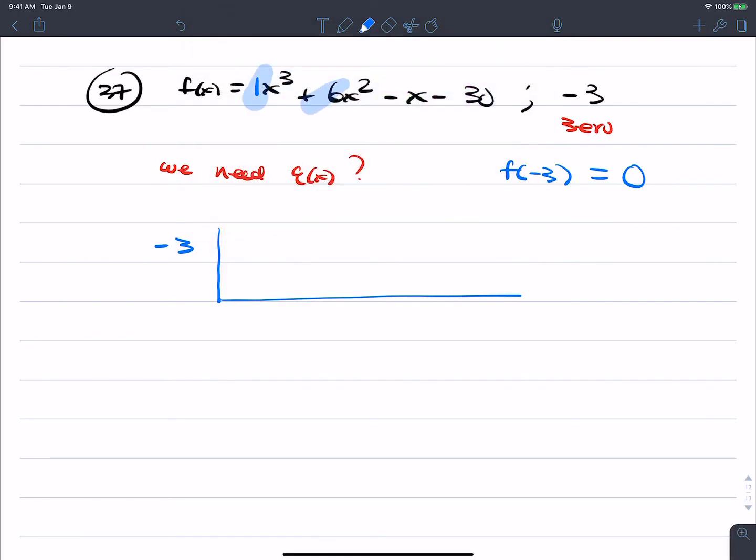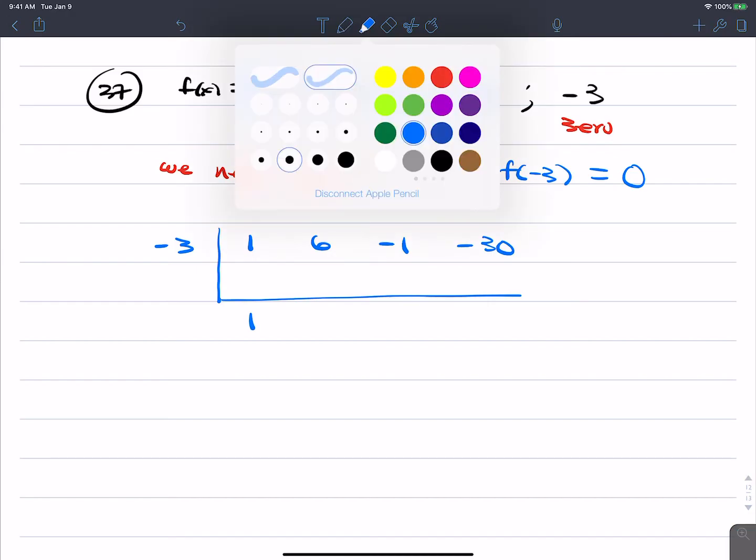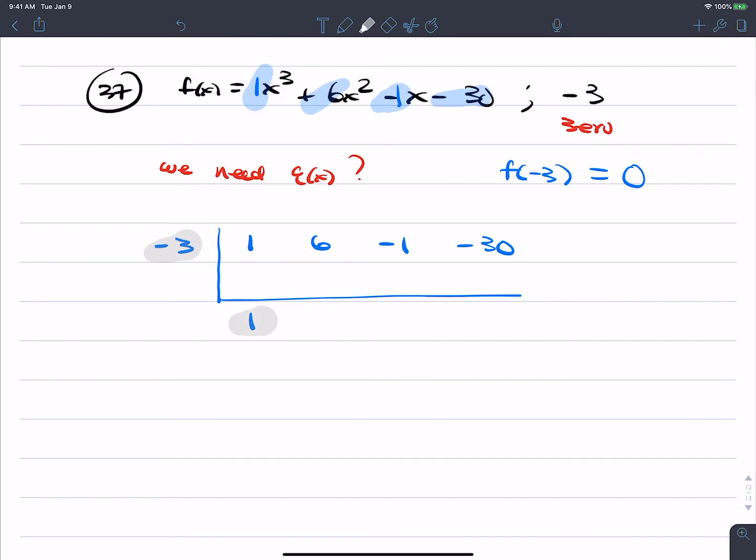1, positive 6, negative 1, negative 30. 1, 6, negative 1, negative 30. So we're going to bring down the 1. Negative 3 times 1 is negative 3. 6 minus 3 is 3. You repeat your process. Negative 3 times 3 will give you negative 9. Negative 1 plus negative 9 is negative 10.